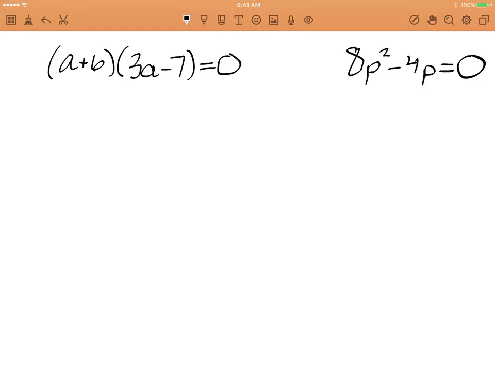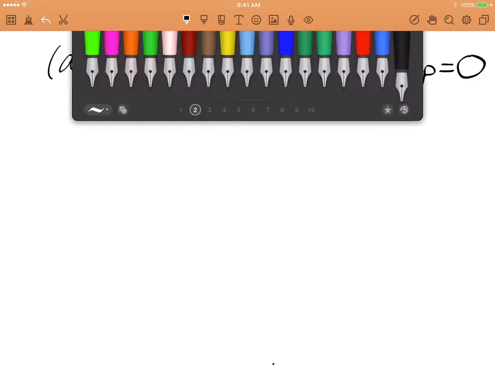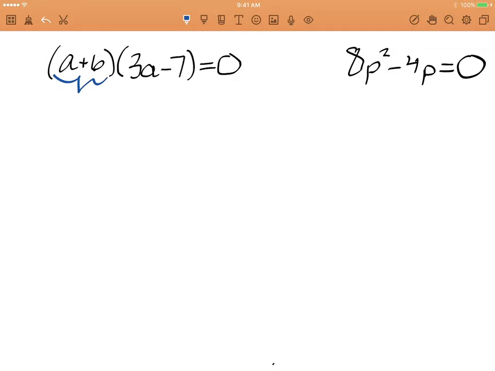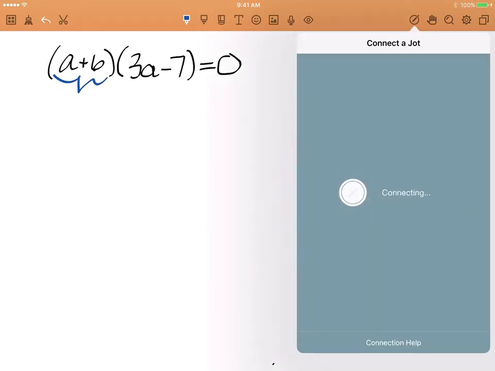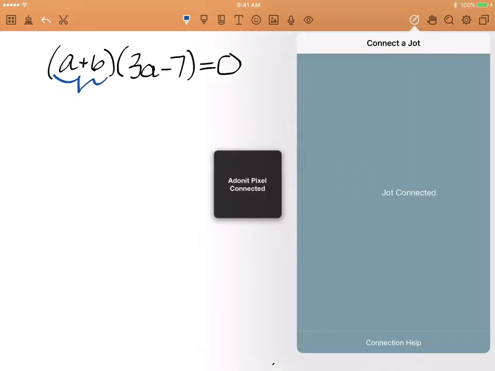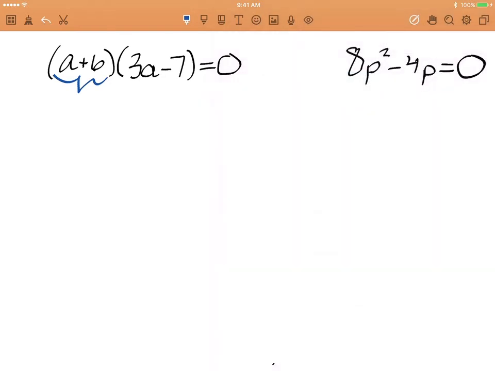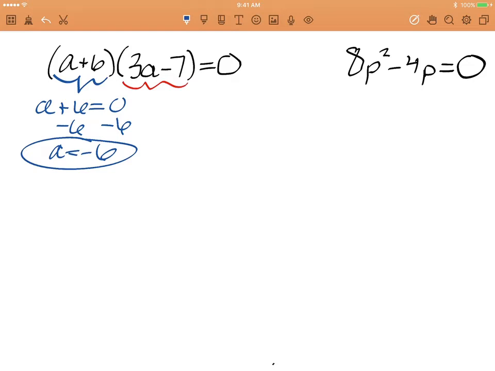So when we're trying to solve for the a value here, we have to figure out what's going to make each of these values equal to 0. What's going to make this one equal to 0? Let's look at this one. So I have a plus 6 equal to 0. Well, subtract 6 from each side, and I get a equals negative 6. Done.